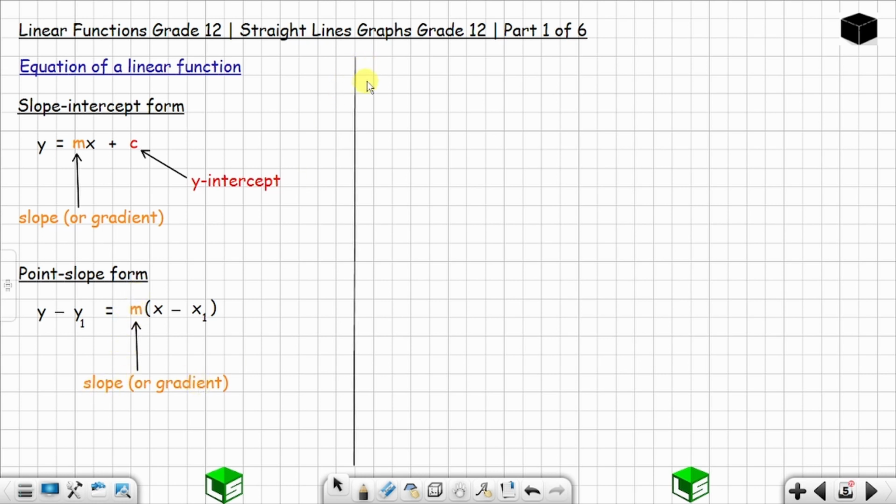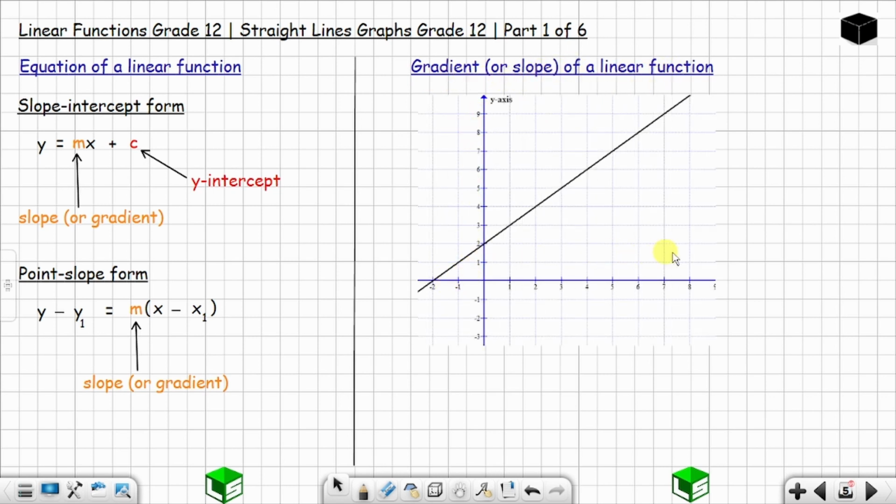Now we move on to the gradient or slope of a linear function. Let's see what the formula is to find the gradient or slope of a linear function. You are given the following Cartesian plane with this graph, which is a linear function or a line. How can you find the gradient of this line? Let's say you are given 2 points on the line. You have this point, known as point P, and another point, known as point Q. How can you find the slope or the gradient of this straight line graph?